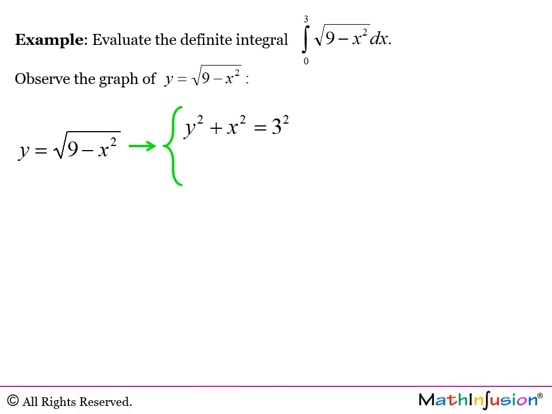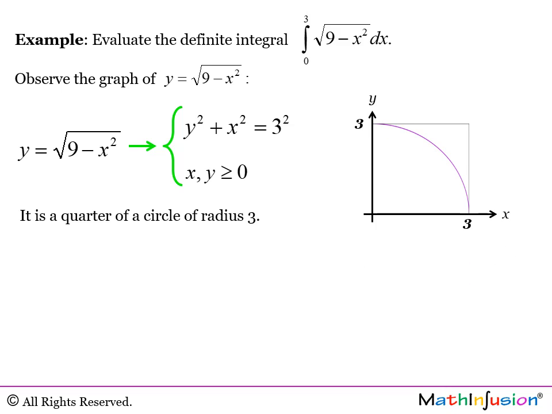First of all, from here we get that y to the power of 2 plus x to the power of 2 equals 3 to the power of 2. But also, y has to be positive or 0, and x is between 0 and 3, which means that it is a quarter of a circle of radius 3. If we don't have the restriction of x and y to be greater than or equal to 0, we will get the whole circle. But in this case, because y is the square root of something, it cannot be negative, and also the limits of the integral related to x are between 0 and 3.